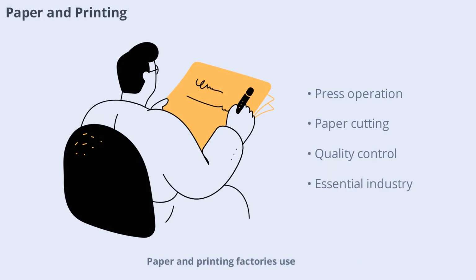Paper and printing factories use traditional manufacturing processes to produce books, newspapers, and packaging materials. Workers operate presses, cut paper, and oversee quality control. Despite digital advances, these factories remain essential for many industries and consumers.